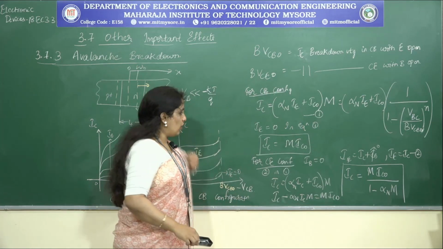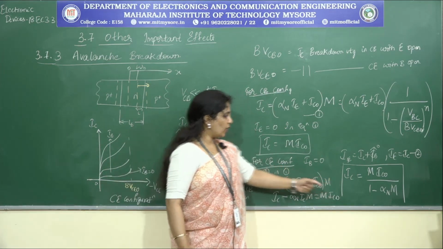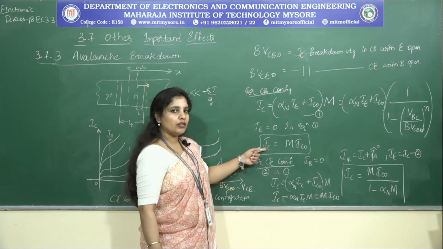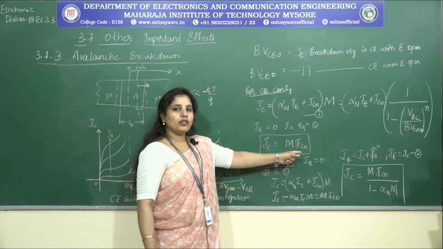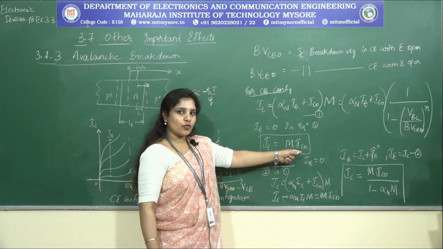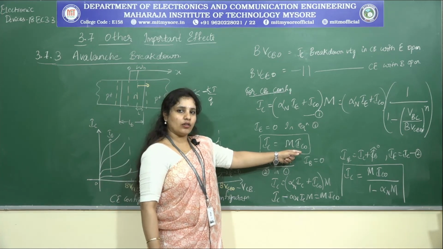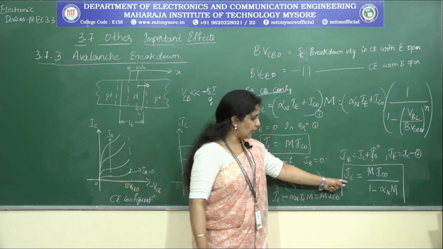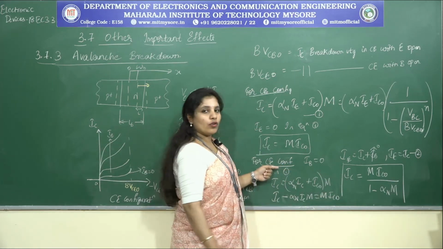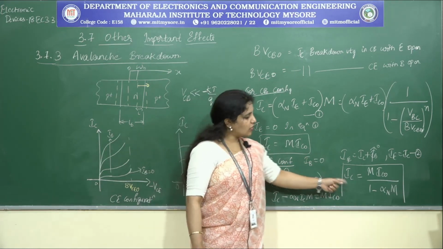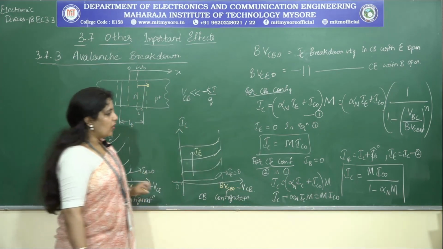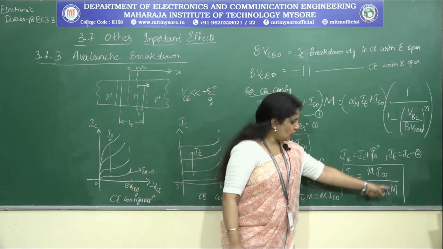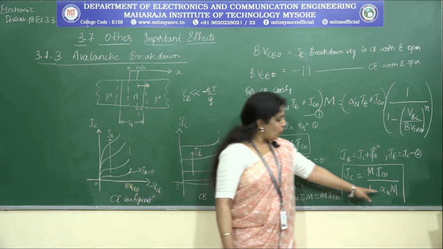Now, this clearly depicts the collector current as a function of the multiplication factor with the reverse current that is flowing across the collector region. What does this indicate? It is the collector current which is flowing for the common emitter configuration, which in turn will help me find out the breakover voltage.